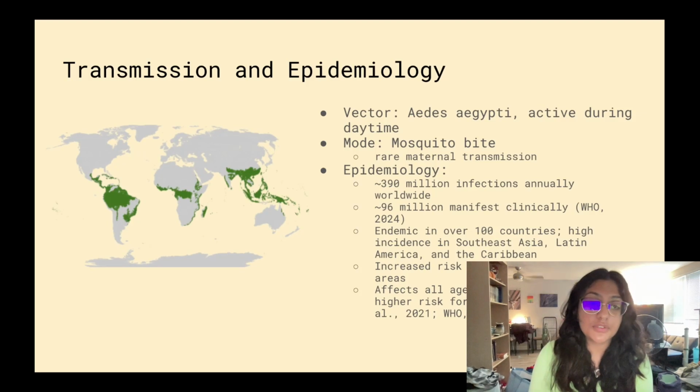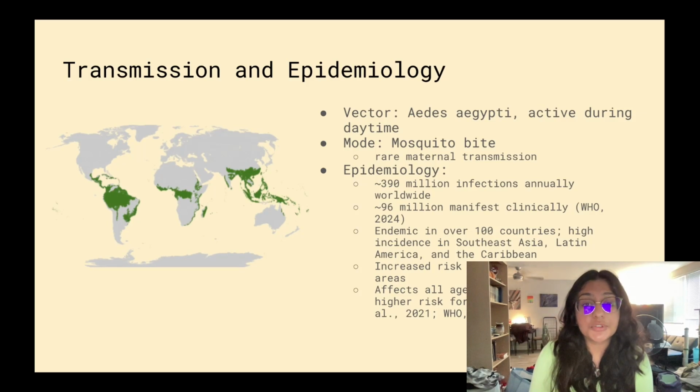According to the World Health Organization, dengue affects over 100 countries, particularly in tropical and subtropical regions such as Southeast Asia, the Pacific Islands, the Caribbean, and Latin America. Each year, there are an estimated 390 million dengue infections, of which approximately 96 million are clinically apparent.